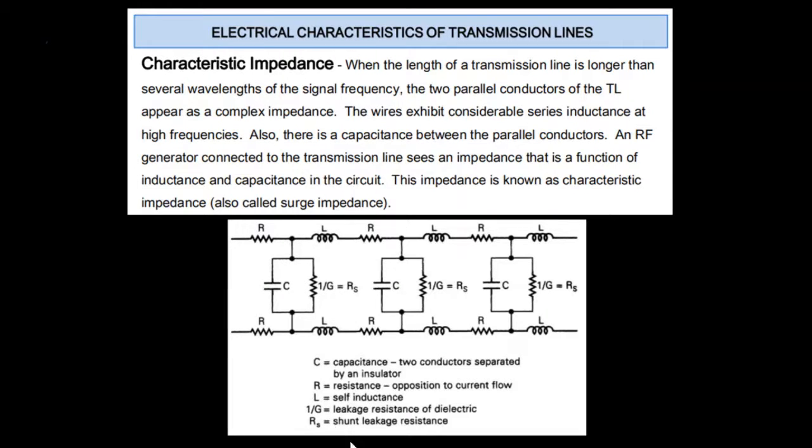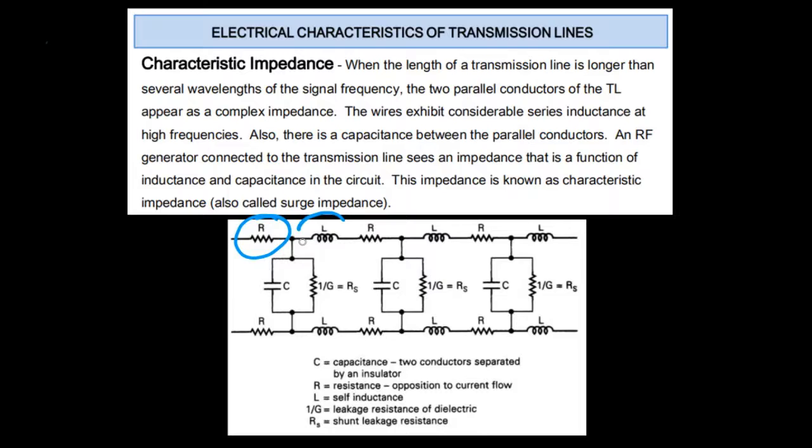Okay, so let's talk about characteristic impedance, which is one of the first electrical characteristics of transmission lines. As you can see, there's a definition. It's affected by the length of your transmission line. So the longer it goes, there will be resistances due to your conductor.